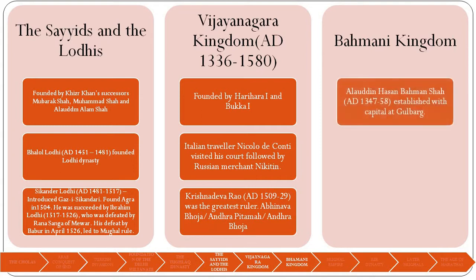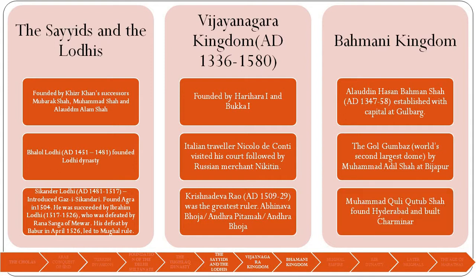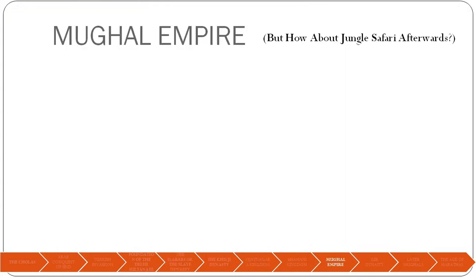Then the Bahmani kingdom. Alauddin Hassan Bahman Shah, from AD 1347 to 58, also known as Hassan Gangu, established the kingdom with the capital at Gulbarga. The Gol Gumbaz, a tomb with the world's second largest dome, was built by Muhammad Adil Shah at Bijapur. Muhammad Quli Qutb Shah founded Hyderabad and built Charminar.